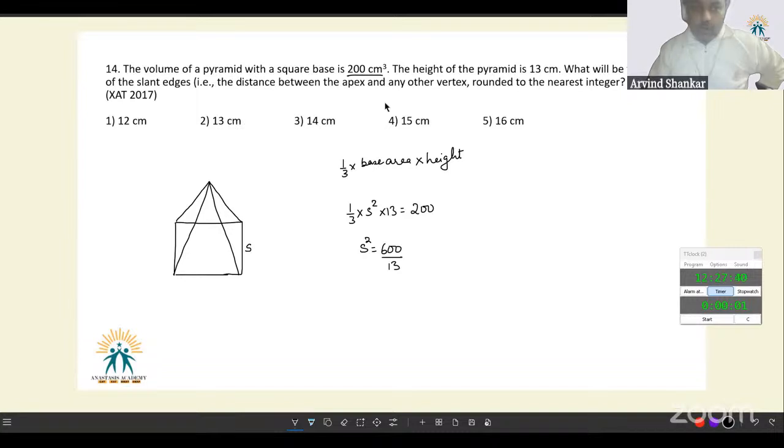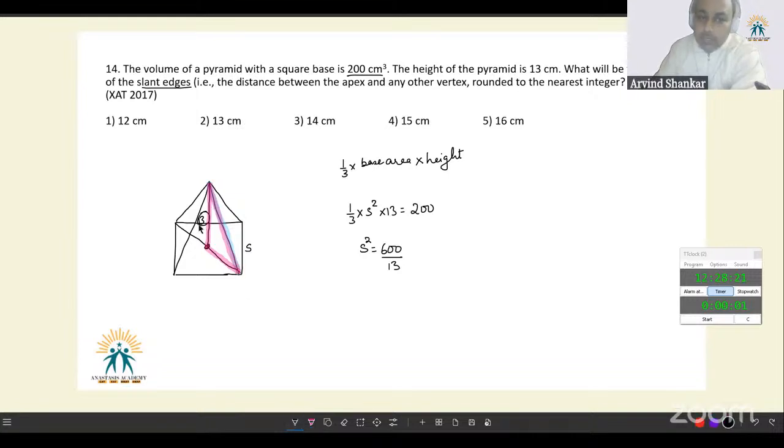Next, what will be the length of the slant edges? If I need the length of this slant edge, the best way to do that is right at the center. This height is given to me as 13. And this point here, half the diagonal of the square. I can perhaps use a separate highlighter to show you this is the triangle we are concerned with. This is a right angle triangle we are concerned with.